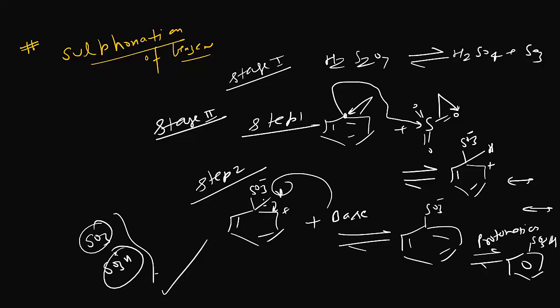You must write this point out after the completion of this. All steps are in equilibrium. Hence, the overall reaction is also in equilibrium and the backward reaction is desulfonation. Sir, can you repeat the statement you just said? Yes, I said all steps are in equilibrium. Hence, the overall reaction is also in equilibrium. The backward reaction is desulfonation.